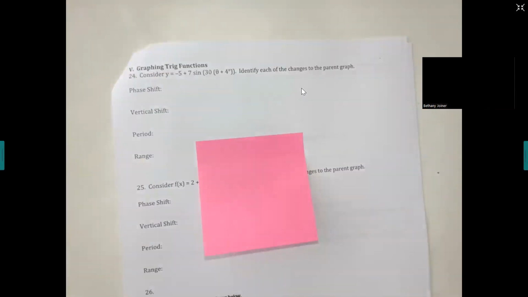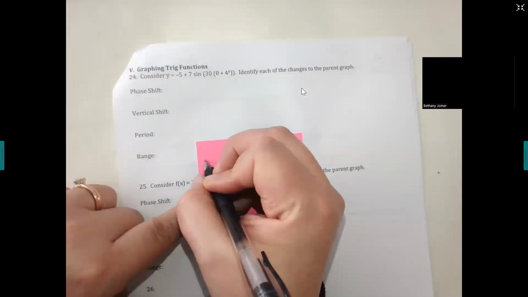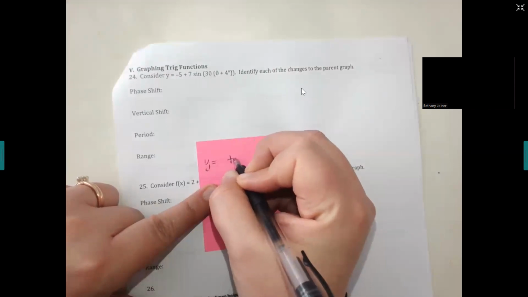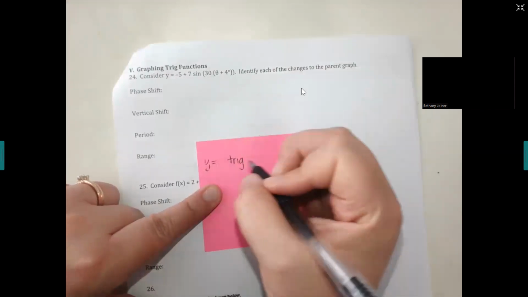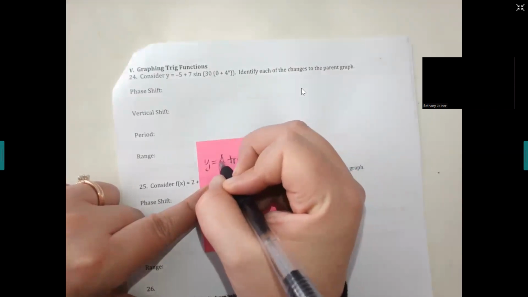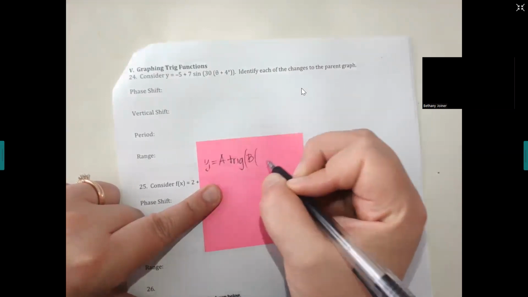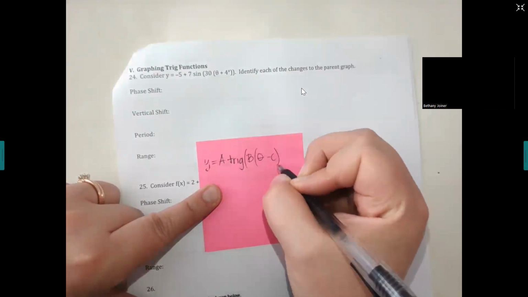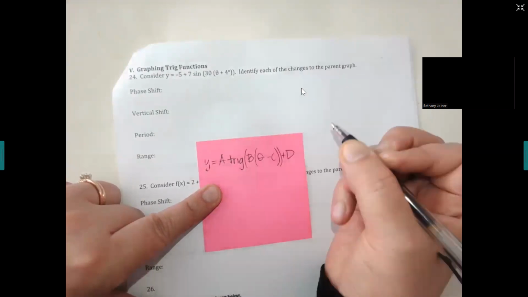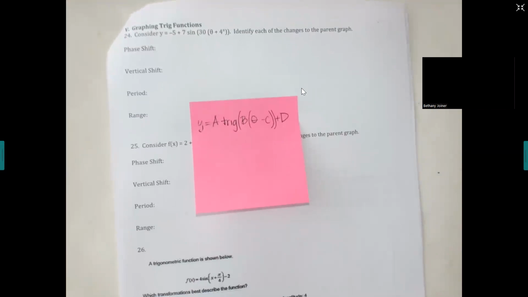Okay, so out of the first 2 examples, I'm gonna go ahead and do number 25, but before I do that, just on a sheet of scratch paper, I'm gonna remind you what each of the numbers does. So if you have y equals trig of, let's see, a, b, theta minus c plus d. Okay, each one of the numbers in those positions does something different.